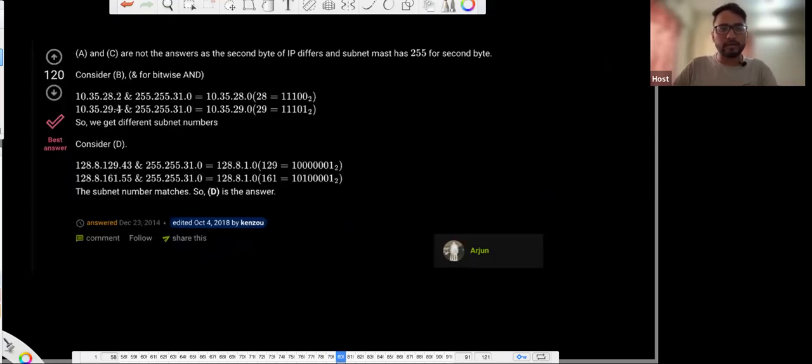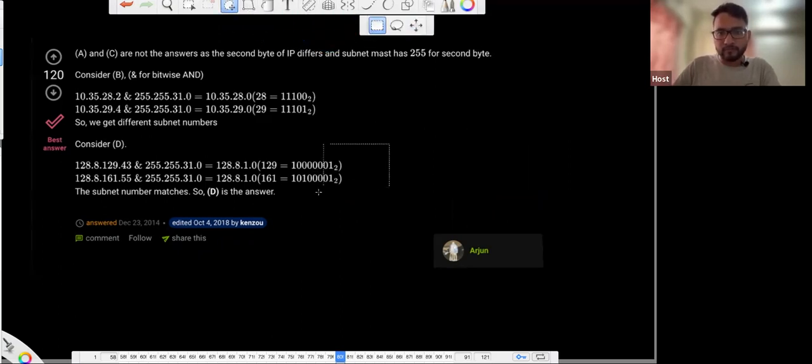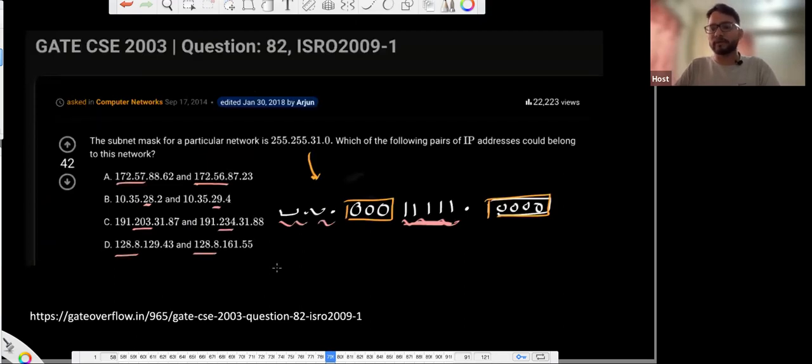So 129 is this and 161 is this. Just check the last 5 bits, right? Okay, the last 5 bits are something like this, which are in fact the same. So since the last 5 bits are the same, I will say that yes, these two are basically belonging to the same network. Is this okay to everyone?